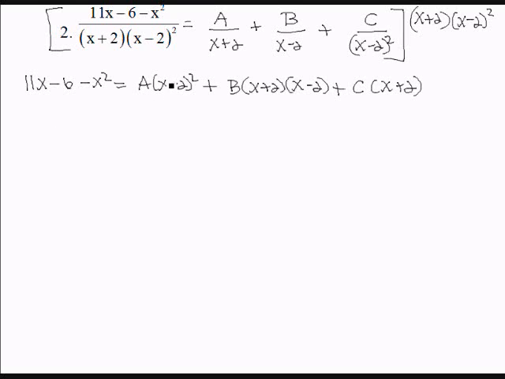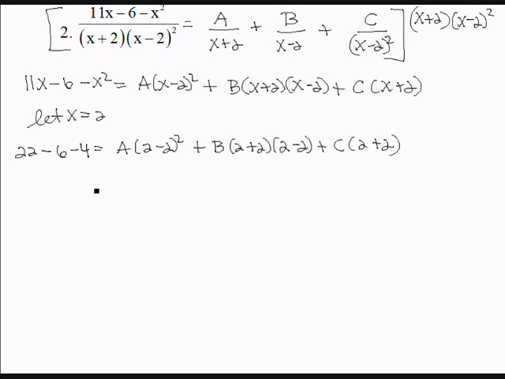The easiest thing to do is let x equal 2, and then that means this factor will go to 0. As long as we plug in the same value on both sides of the equal sign, we're okay. So I get 22 minus 6 minus 4 equals A times 2 minus 2 squared, and so on. I plugged in 2 on both sides of the equal sign. Now I'm going to simplify.